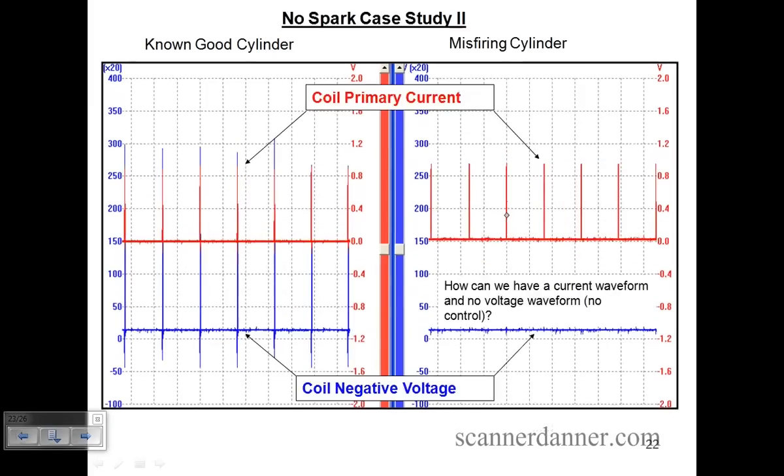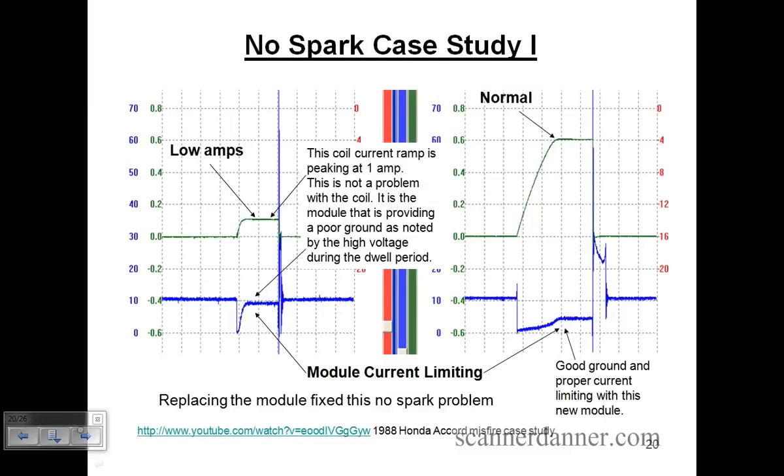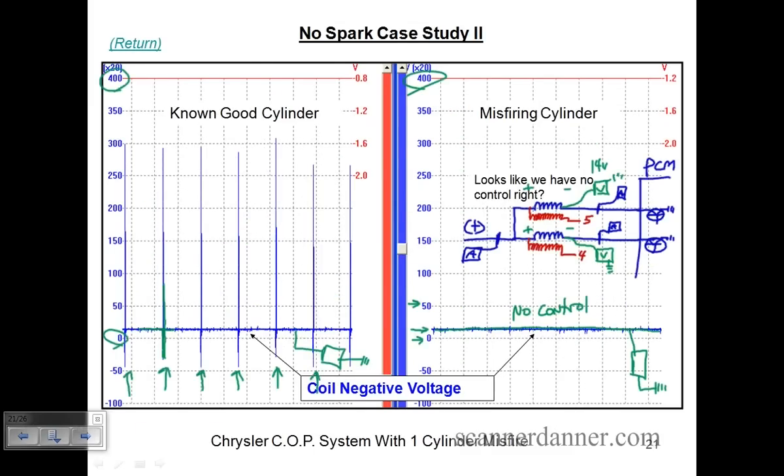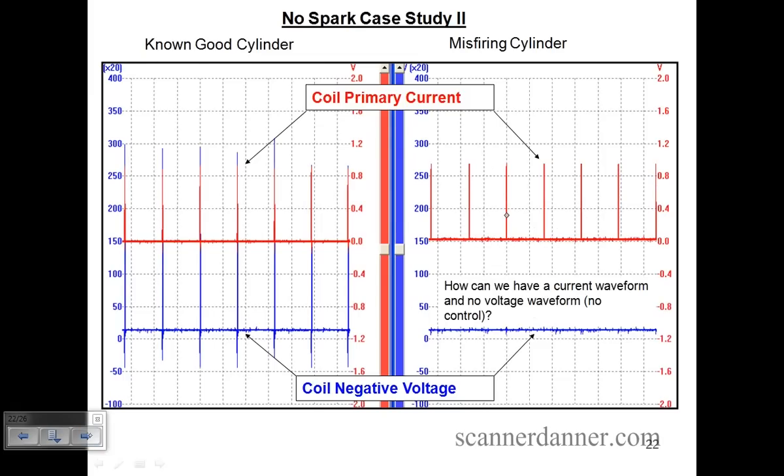How can you have, on this picture, current flow through, let's say the number 5 is our issue, right? We have current flow through this, and we do because of my amp probe, right? I'm showing amperage, but no ground, no control with the voltage. How is that possible? Well, I think it's time to zoom in on one of these and show you the difference.